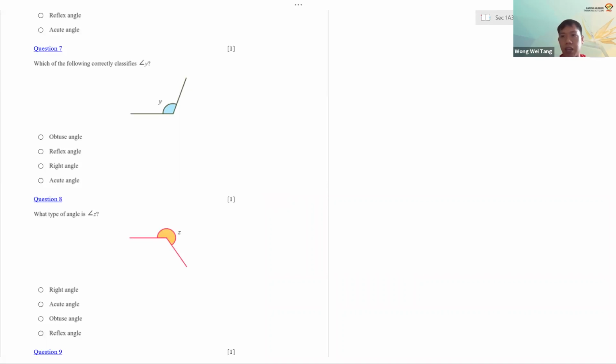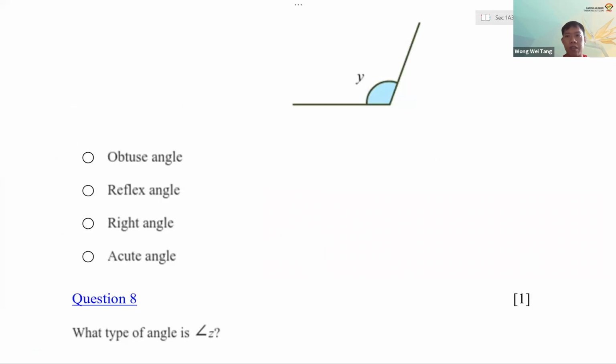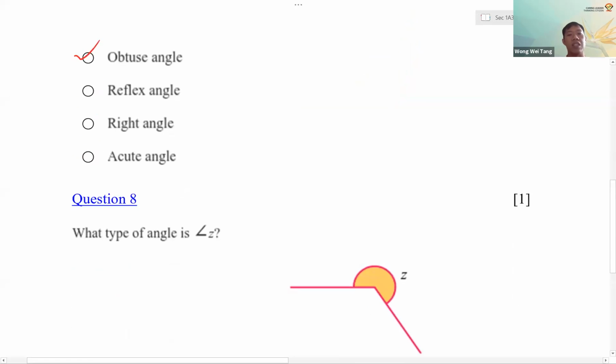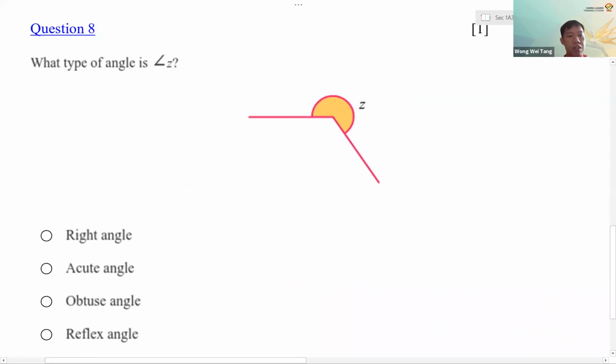Now, which of the following classifies angle Y? So again, 4 options. Clarence, what do you think? Obtuse. Yes, it is obtuse. More than 90, less than 180. So what about angle Z? We have Ashton. Reflex. Very good.